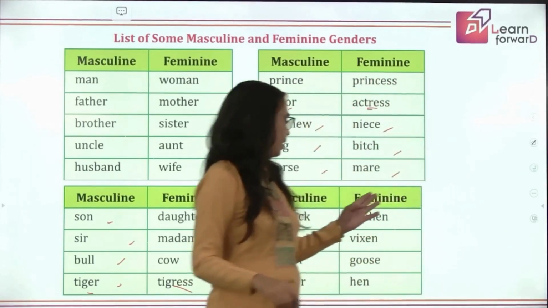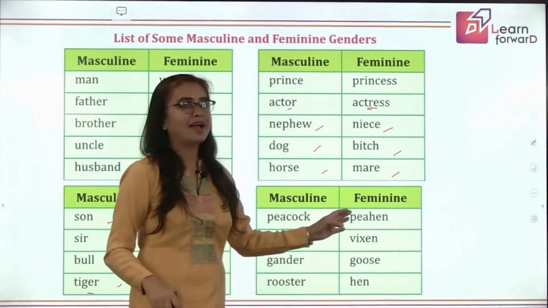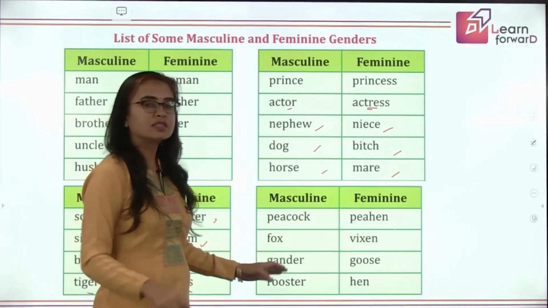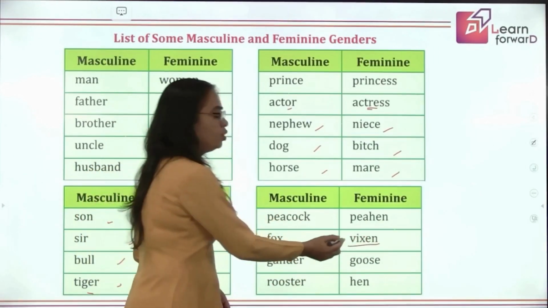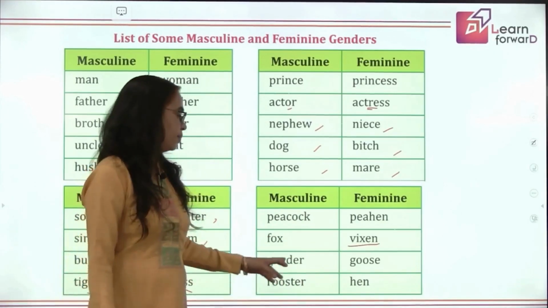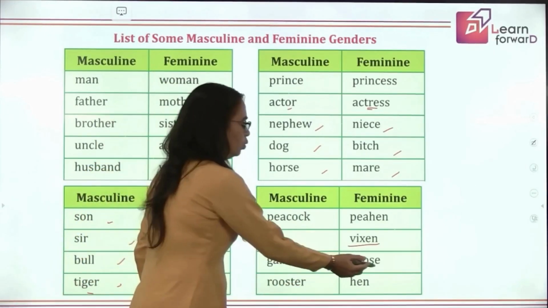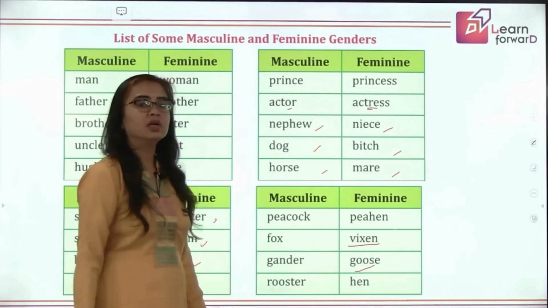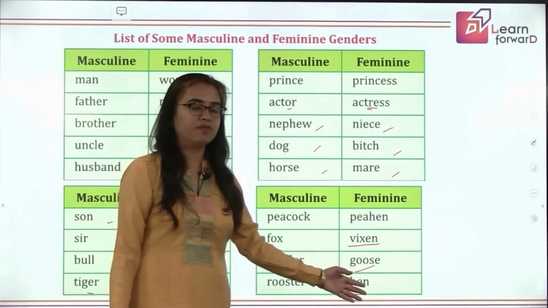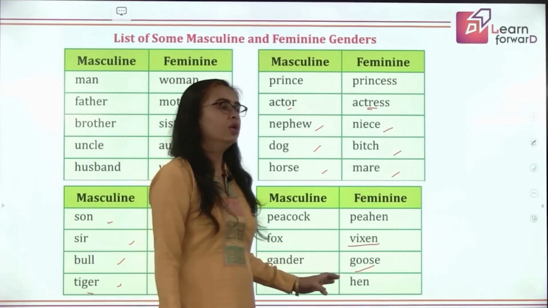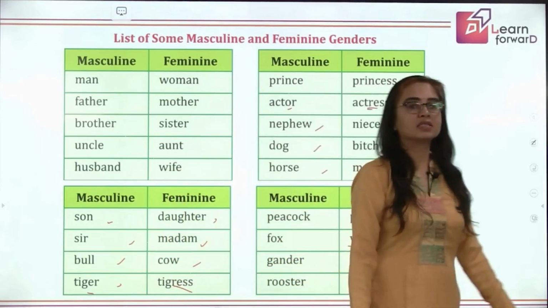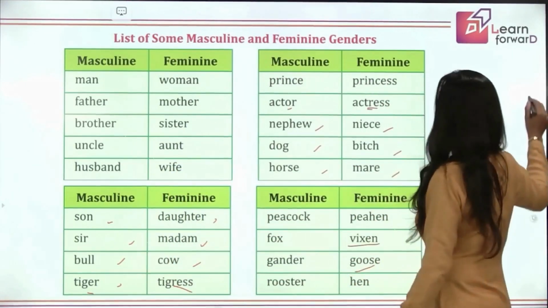Let's move ahead. A peacock and a peahen. Fox, yes, that's a completely new word, that is vixen. Gander, goose, and a rooster is a hen. The feminine counterpart is hen. Rooster is almost the same as a cock. So can we move ahead now?